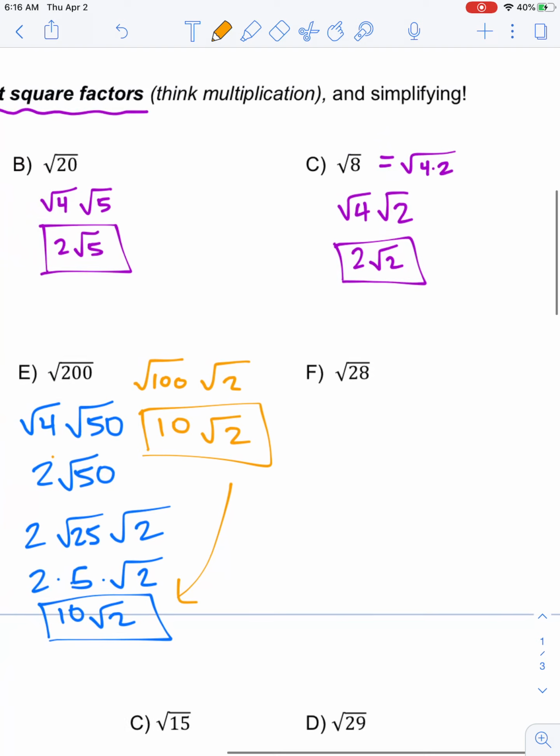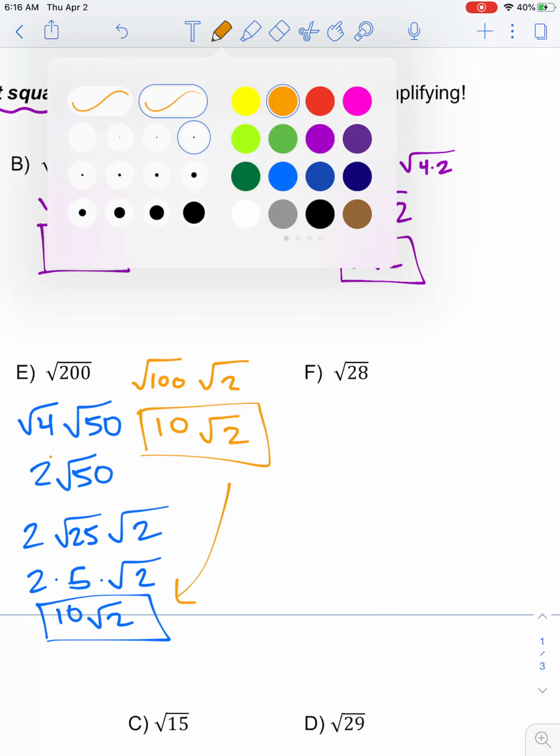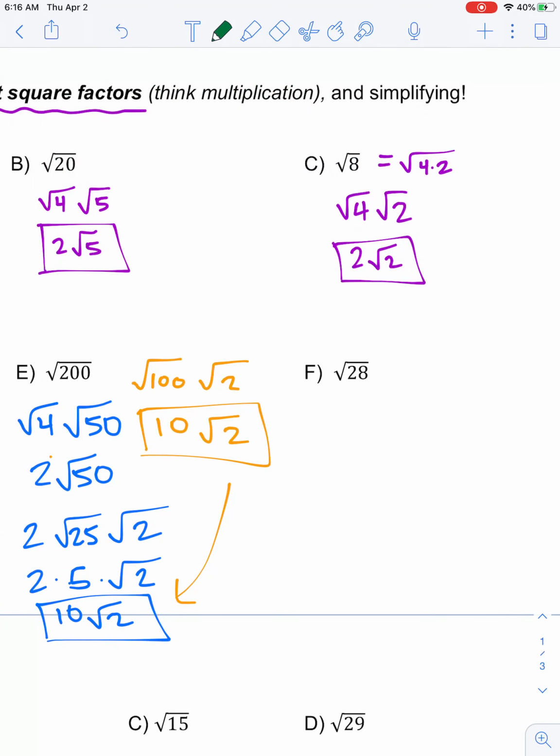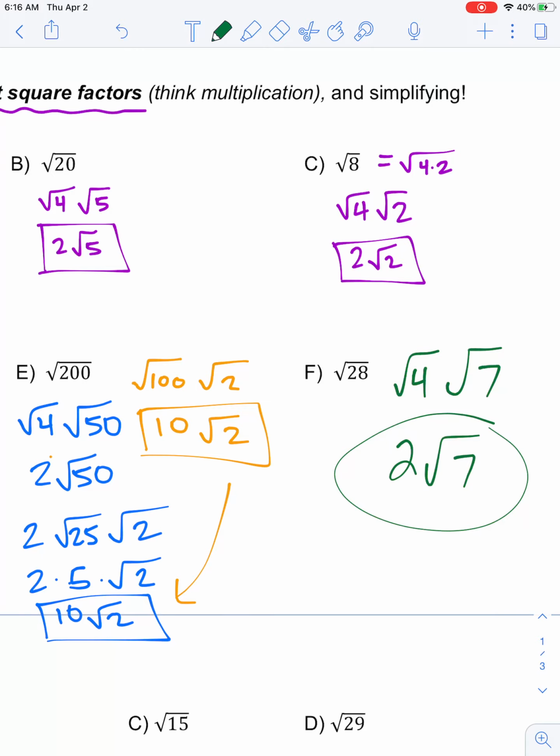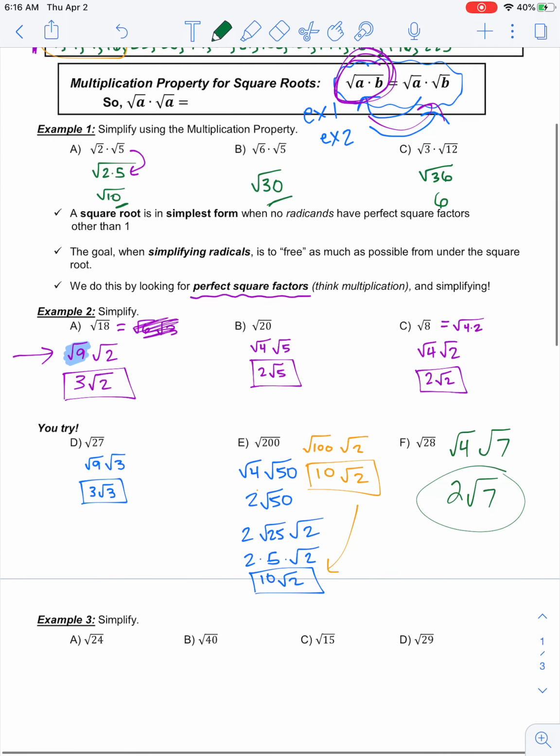All right, letter F has root 28. 28 can divide by 4, so I can break it up root 4, root 7. And my final answer here is 2 root 7. So those are the 3 answers to the U-try.